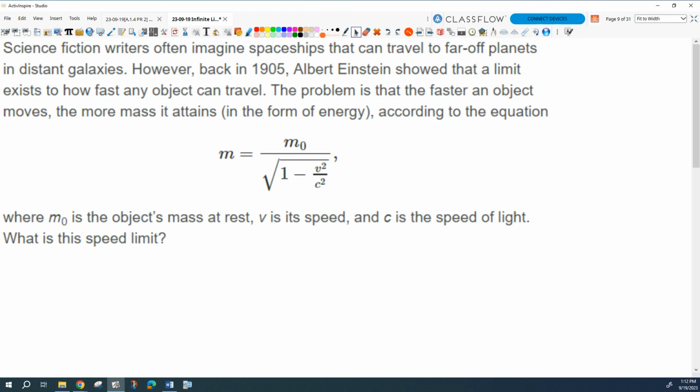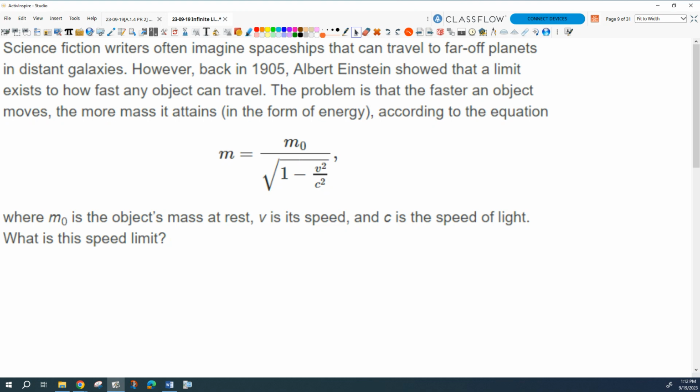So what would I have to do here? If I try to plug in c, I get a nonsense answer. I get m naught, rest mass, divided by 0, don't I? If I let v equal c, I'm going to get c squared over c squared is 1. 1 minus 1 is 0. I'm getting a 0 on the bottom, which we can't do.